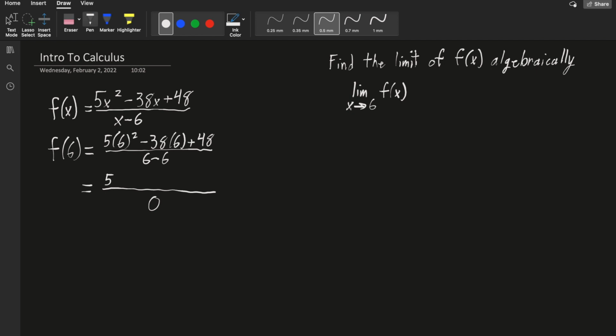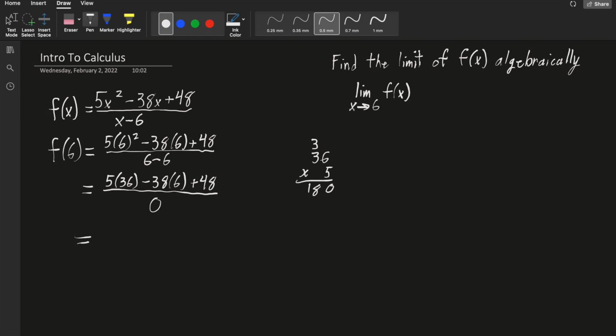So we're going to have 5 times 6 squared, which is 36, minus 38 times 6 plus 48. I'm just going to pop off to the side over here. We're going to say 36 times 5, stack it on up. 0, carry the 3. 3 times 5 is 15 plus 3 is 18, so 180. So we're going to have on top 180 minus 38 times 6. 6 eights is 48. 3 times 6 is 18 plus 4 is 22. That leaves us with 228 plus 48 all over 0.